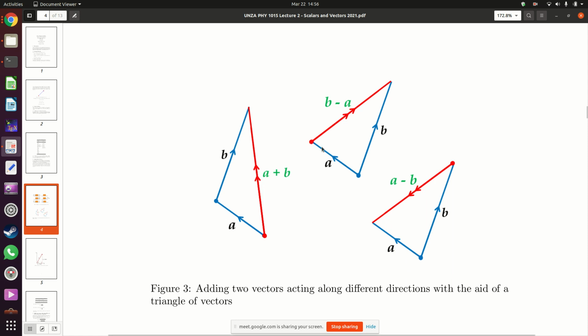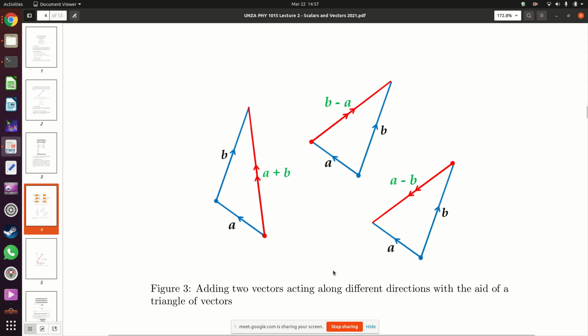So if I do this, minus A, then I go along that line, minus B. This is the same as moving from this point, I move like that up to that end. So this is what you refer to as B minus A. Again, this red line is the resultant, and the two arrows show you that we're talking about the resultant.